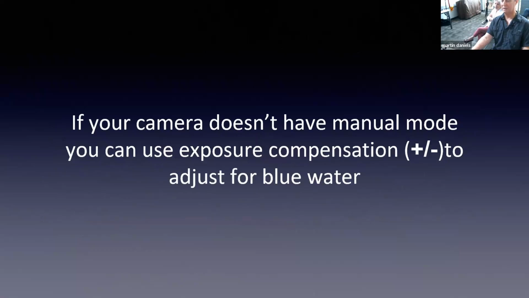And if your camera doesn't have manual mode, you can use exposure compensation, that plus or minus button, to adjust for the blue water. Because sometimes the cameras that don't have manual mode will try to make that blue water a brighter blue than what you think it should be. And so bringing that down on the negative side, exposure compensation will help subdue that color of the water.